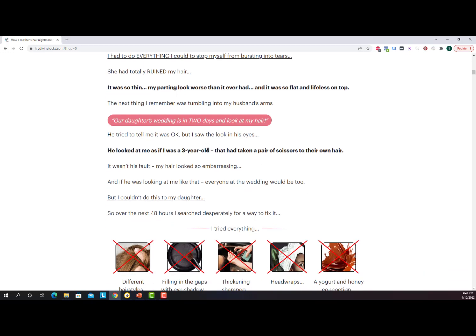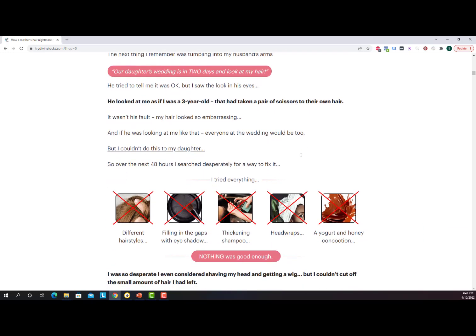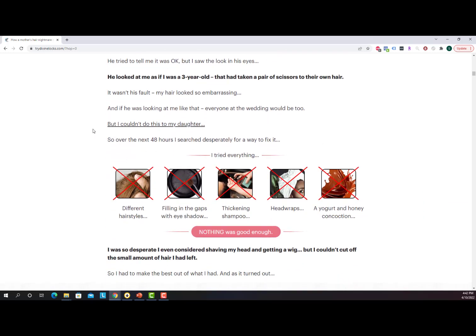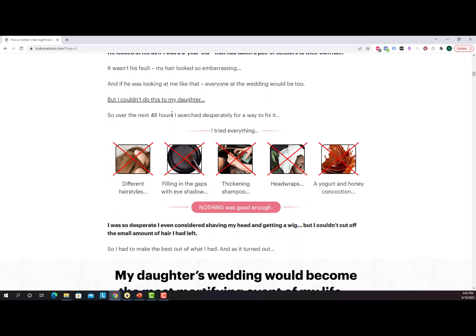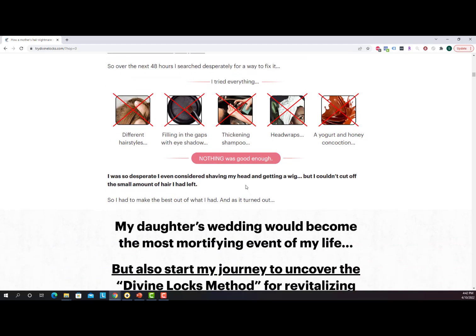The husband looks at the hair, and he can't do much about it. The daughter is not going to be happy when she sees that the hair is in bad shape. She tried everything, all sorts of solutions. These are solutions that the audience has probably tried as well. Head wraps, concoctions, filling the gaps with eyeshadow, thickening shampoo, different hairstyles, right? I was so desperate I even considered shaving my head and getting a wig, but I couldn't cut off the small amounts of hair I had left.